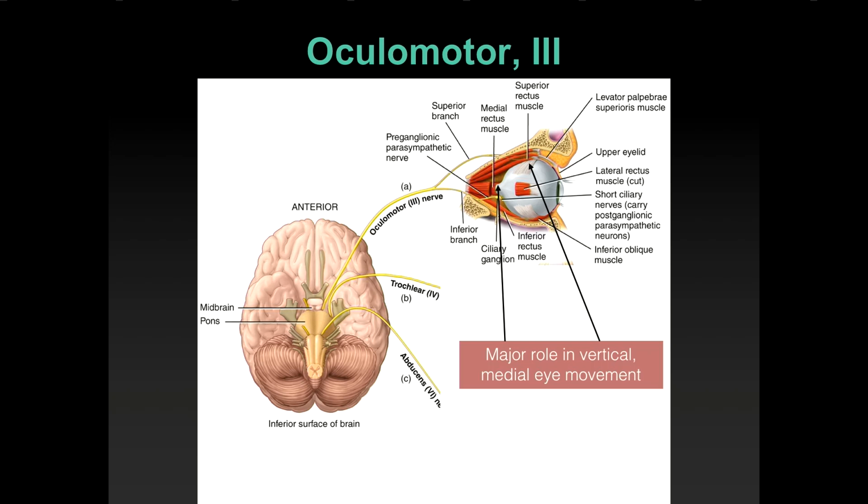There's also some innervation of the medial rectus muscle, the medial muscle that moves the eye, which allows you to move it towards the middle. You can either look left or right or cross your eyes. That's oculomotor.